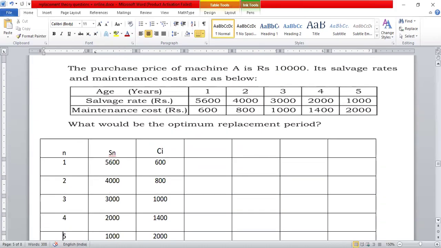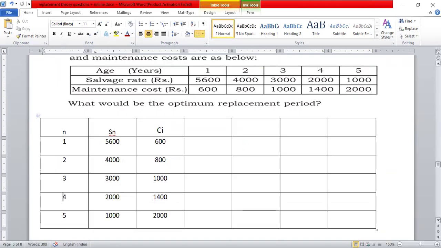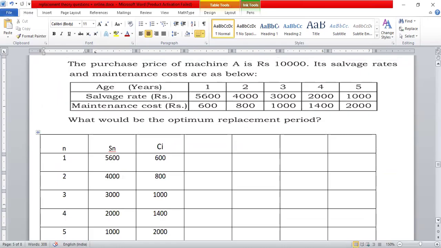Okay, one more question. Just a minute. Problem number 2. The purchase price of a machine is 10,000. Its salvage rate and maintenance cost are given below.